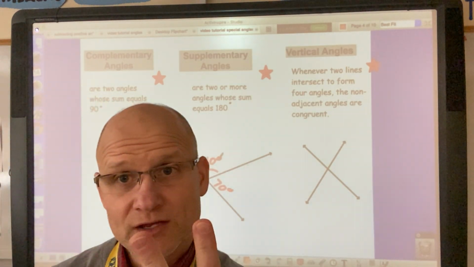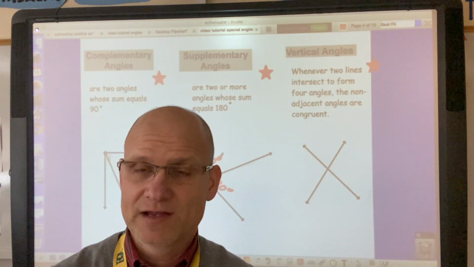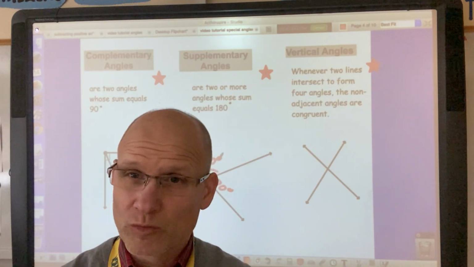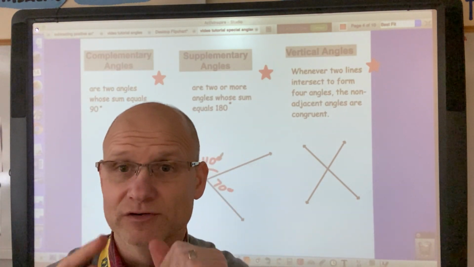Supplementary angles: two angles whose sum equals 180 degrees. And complementary angles: two angles or more whose sum is 90 degrees.